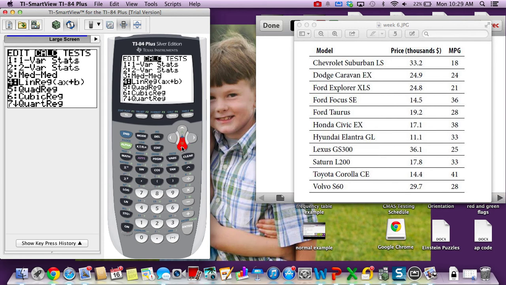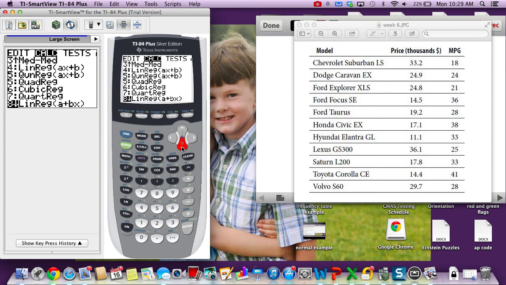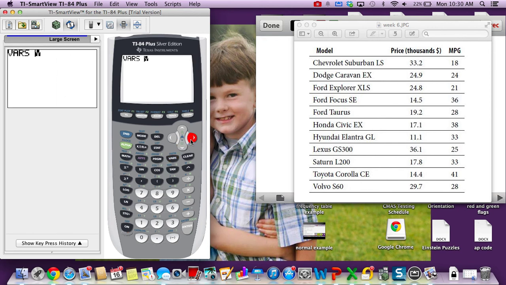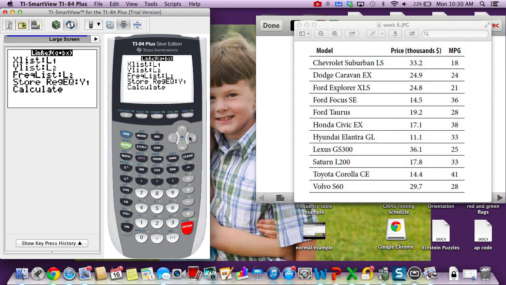a line of best fit, we want linear regression, and with statistics, you want this version of linear regression where your y-intercept is by itself first, and then your slope in x. So I want my linear regression. My X list is list 1, my Y list is list 2, and I'm actually going to store my regression into Y1. So if I go to vars, yvars, function Y1, we'll put in there that I want to store it in Y1. And then I want to calculate.